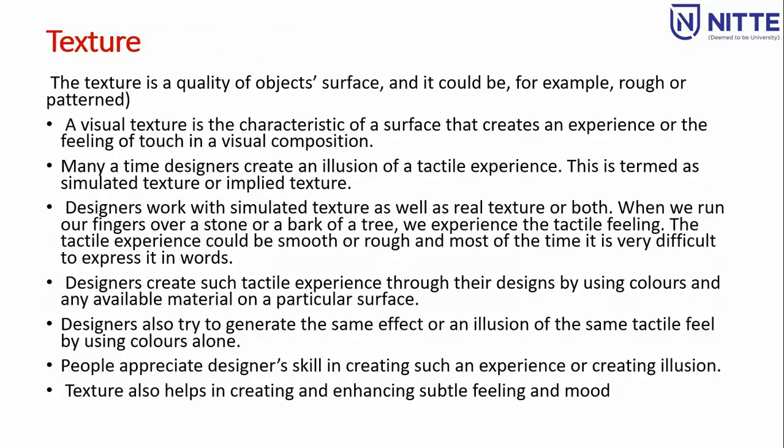Next is texture. Texture is a quality of an object's surface, and it could be, for example, rough or patterned. A visual texture is a characteristic of a surface that creates an experience or a feeling of touch in a visual composition. Many a time, designers create an illusion of a tactile experience. This is termed simulated or implied texture. Designers work with simulated texture as well as real texture or both.